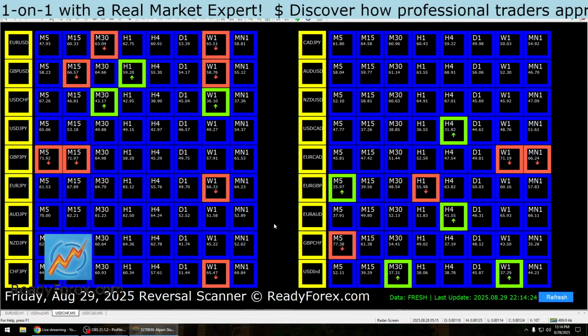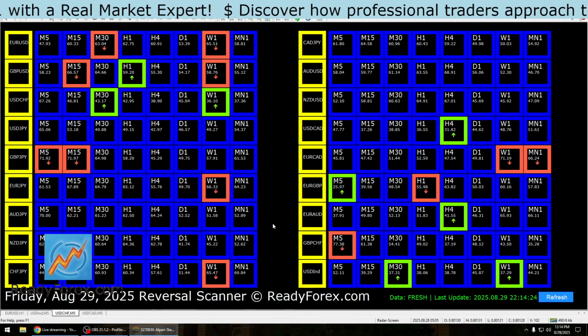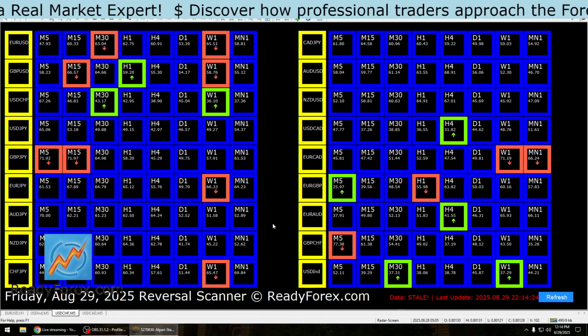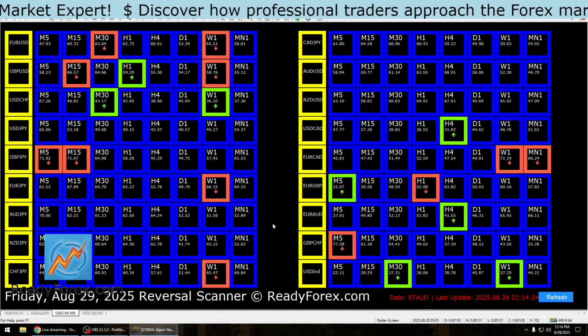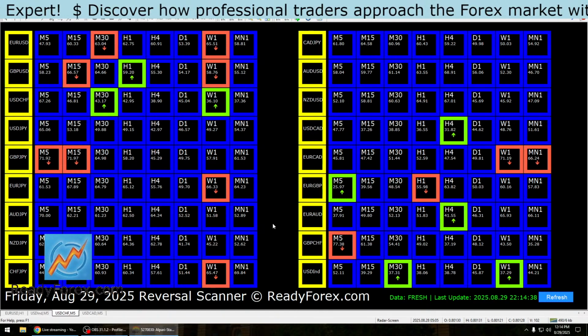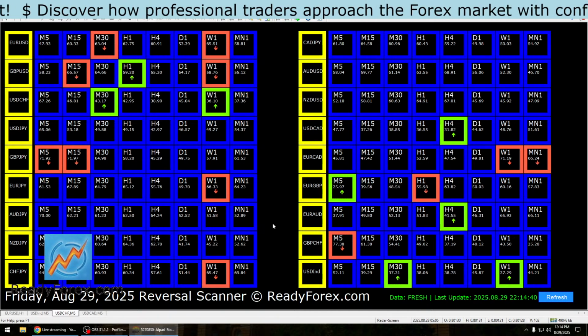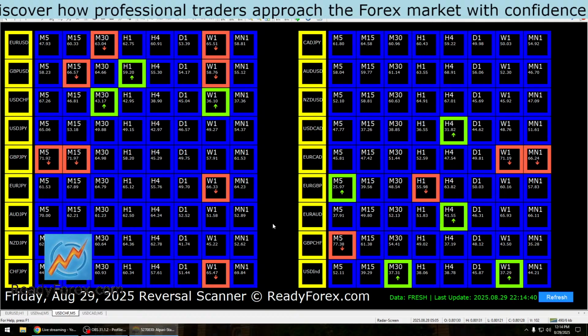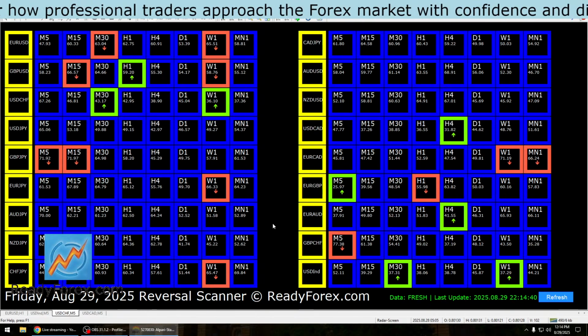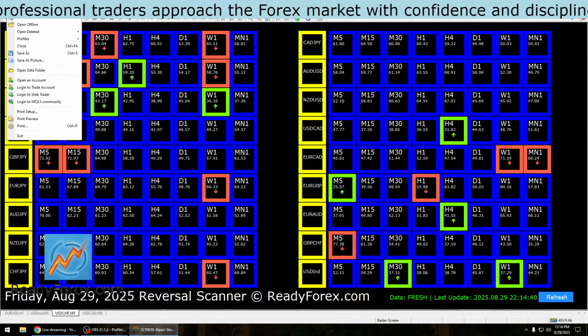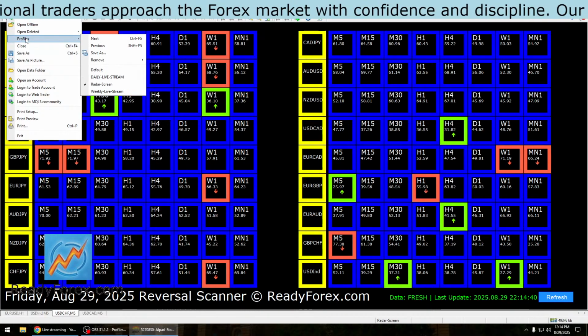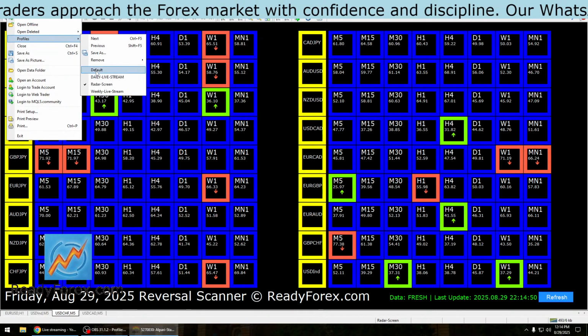Yes, pound dollar is actually showing some bearish activity based on this reversal scanner. Okay, pound dollar looks interesting. Let's take a look at a GBPUSD currency pair chart.